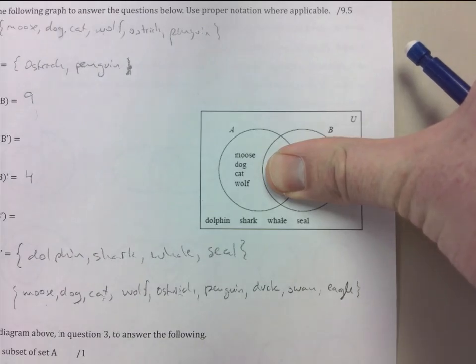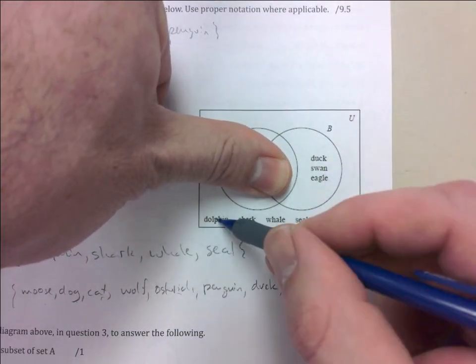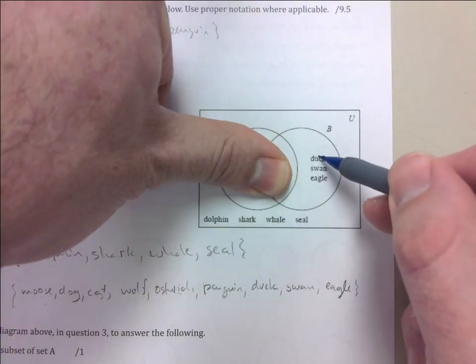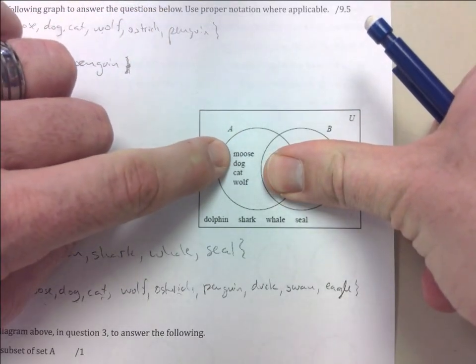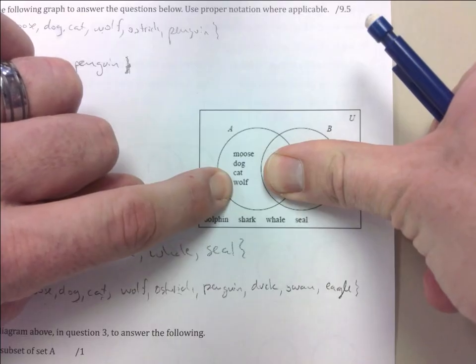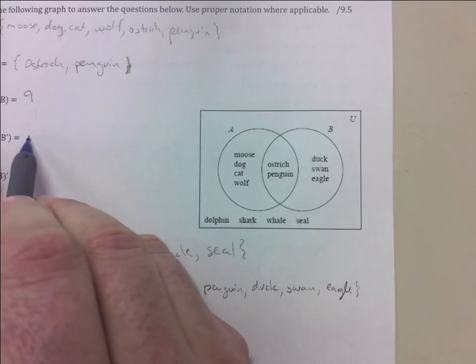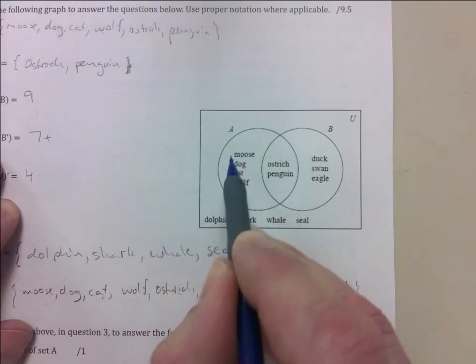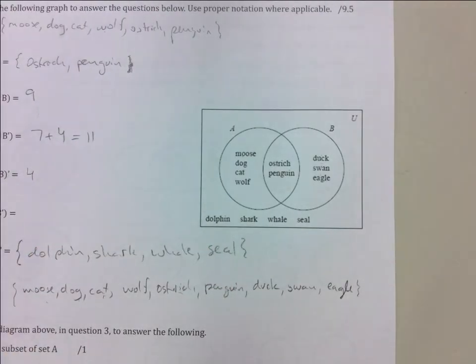Okay, so let's do this slowly. Watch me again. How many elements are there in not A? 1, 2, 3, 4, 5, 6, 7, right? Not B, 1, 2, 3, 4. We're not going to count these ones because we already did them earlier. Okay, so this would be 7 plus 4. That's 11. Right? What's that all about?